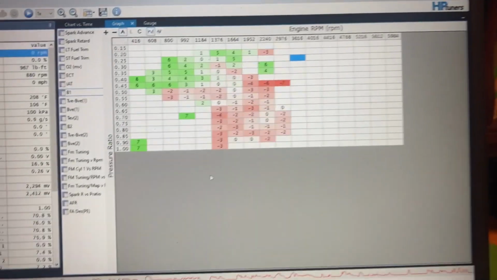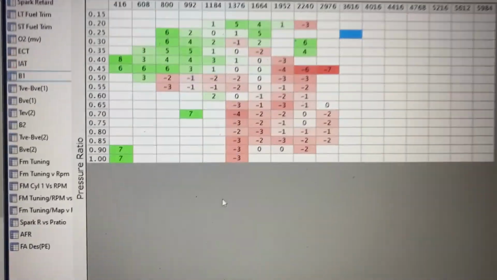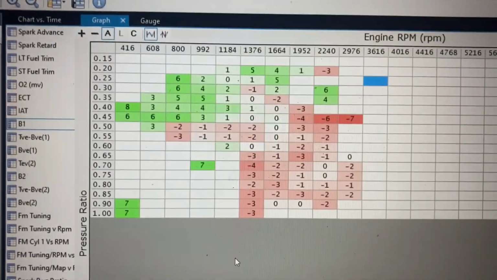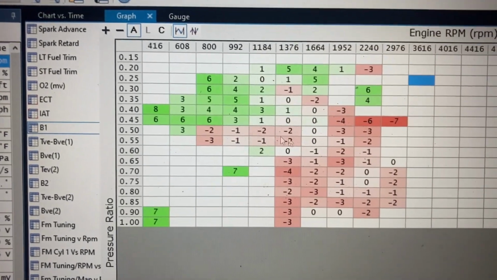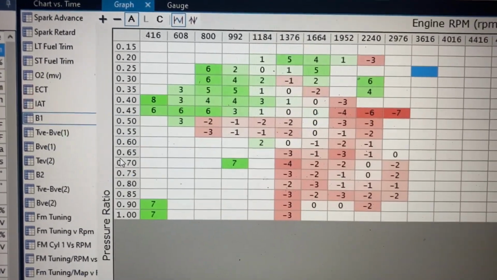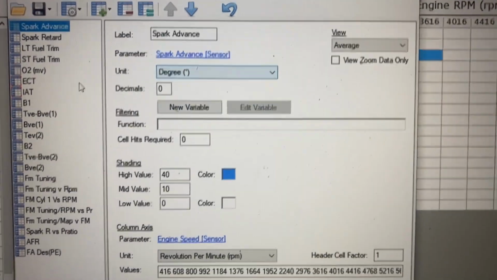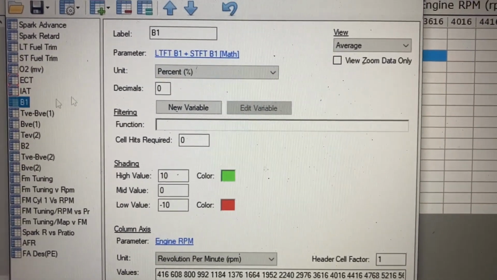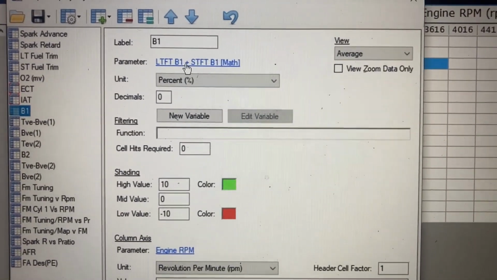All right. It's going to be the follow-up part 2. So these numbers here, these are the B1 graph. Go back, show you what we did. Come down here to B1. So we use this parameter.